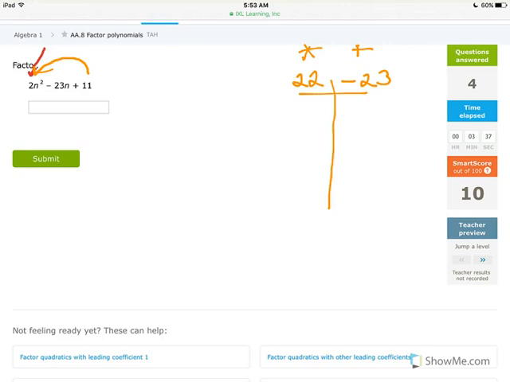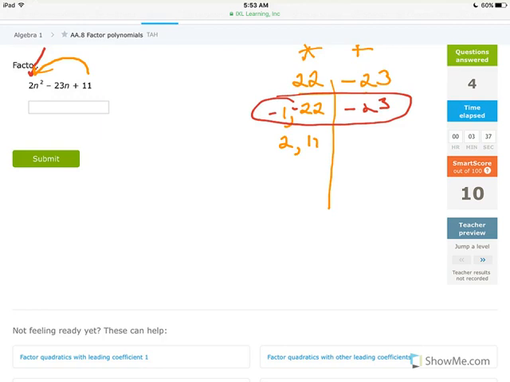So if we think of our numbers that can make a 22, we know 1 times 22. We know 2 times 11. Which combination is going to make a negative 23? If they were both negative, so if this was a negative 1 and a negative 22, when you add them, you're going to get negative 23. And when you multiply them, a negative times a negative, you're still going to get positive 22. So it looks like those are going to be our two numbers.